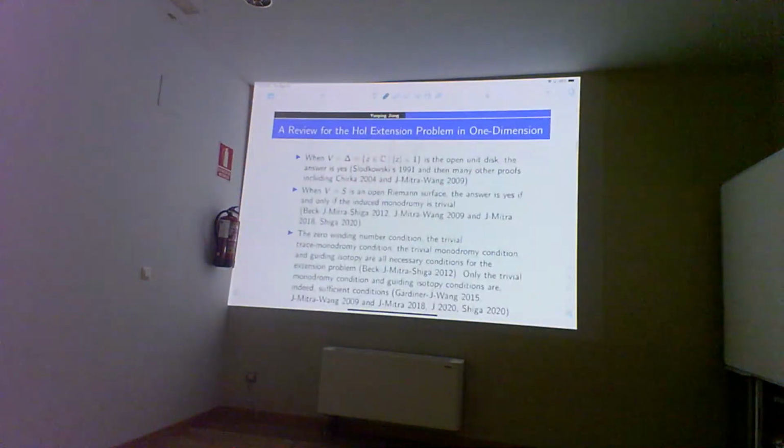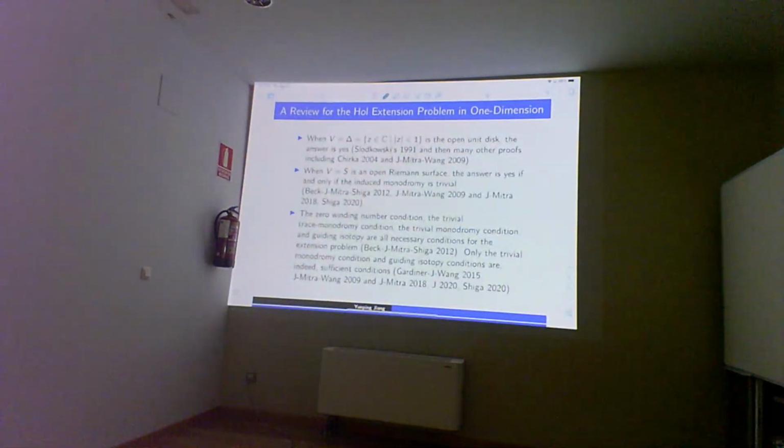Then I want to give you a little bit of review, which mostly contains our work, but there are many other people's works. First, for V equals the unit disk, this extension theorem was proved by Slodkowski in 1991. The method he used is the so-called complex variable method.